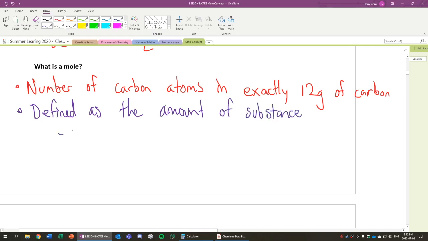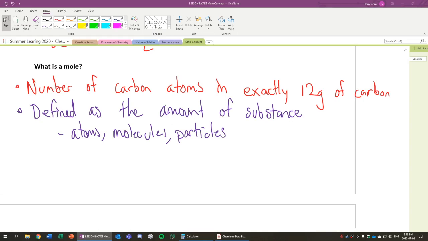And when we talk about substance, we talk about, for example, atoms, molecules, or just particles. So it's a new unit we're going to use. And it's going to be the basis of our mathematics in Chemistry 11. We're going to use moles a lot to help us calculate because it allows us to relate between masses, particles, and volumes. And it comes from Avogadro's hypothesis.